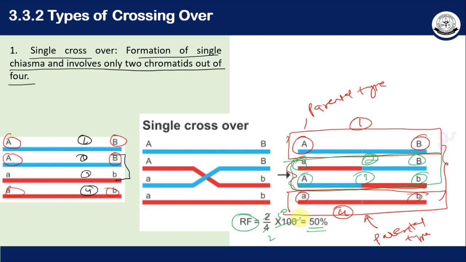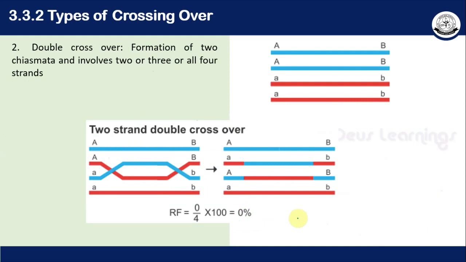Then let's see the next one, double crossover. Double crossover means formation of 2 chiasmata, and it involves 2, 3 or all 4 strands. This is the parental type. Let's see how it comes out after crossing over.